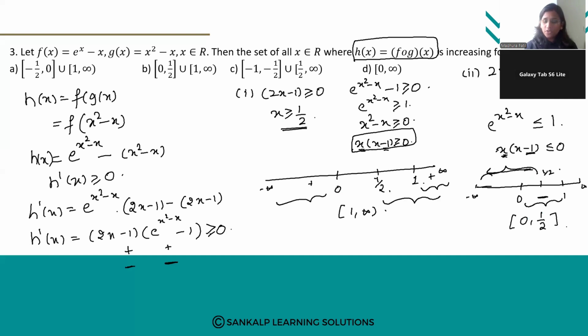So if I combine both cases, the answer is 0 to 1 by 2 union 1 to infinity. In this interval, your function is going to be an increasing function. For that, the answer is option B. Thank you.